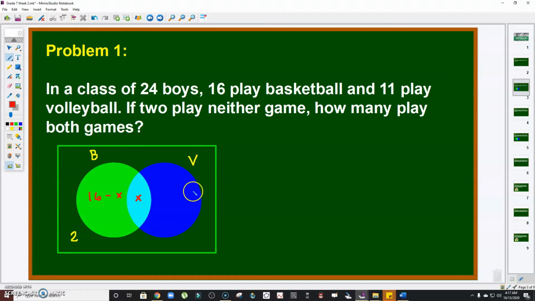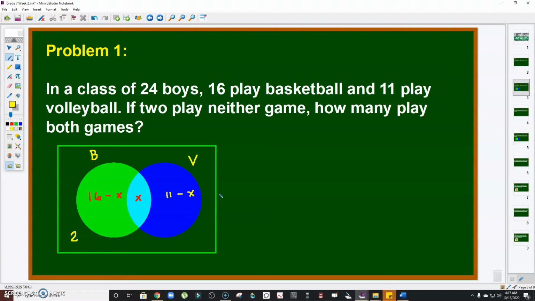Did you get it? Okay, next. Similarly, 11 play volleyball. That 11 refers to the combination of the dark blue and the light blue. But since this is X, this one should be 11 minus X.